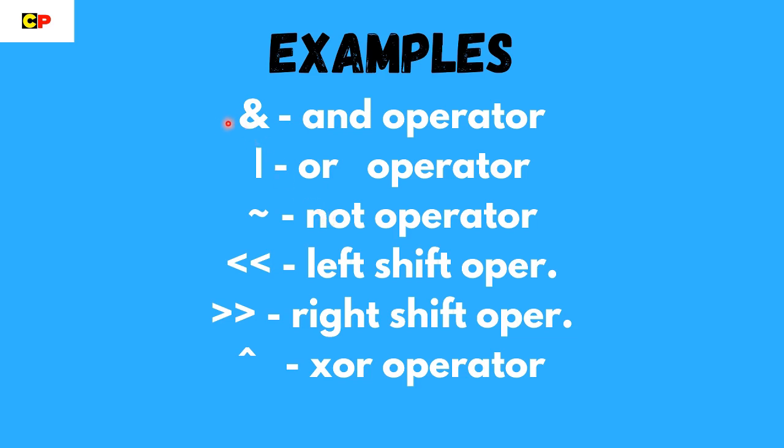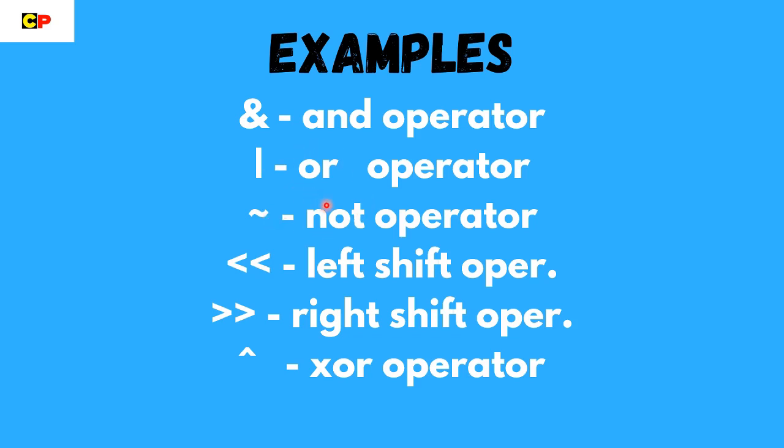Note that in the case of logical operators, the AND operator is denoted with two ampersands, but here we are using only one ampersand. And for the OR operator, we again use two parallel lines, but here only one line is there. And for the NOT operator, we have used the exclamation sign. So this is how the bitwise operator is different from the logical operator.